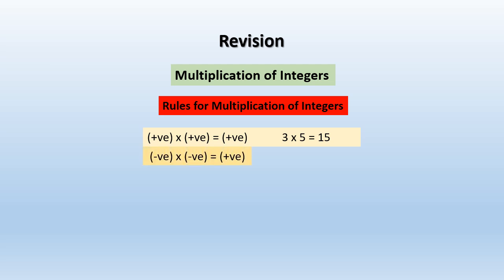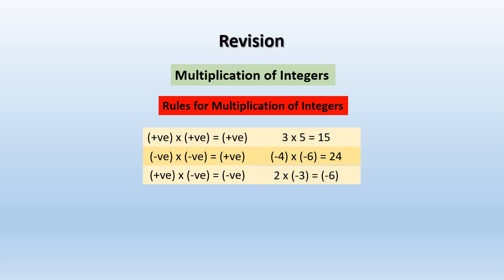When you multiply a negative integer with a negative integer, the resultant answer is a positive integer. Example, minus 4 multiplied by minus 6, the answer is positive 24. When you multiply a positive integer with a negative integer, the answer is a negative integer. Example, 2 multiplied by minus 3, the answer is minus 6. And when you multiply a negative integer with a positive integer, the answer is a negative integer. Example, minus 8 multiplied by positive 7, the answer is minus 56.